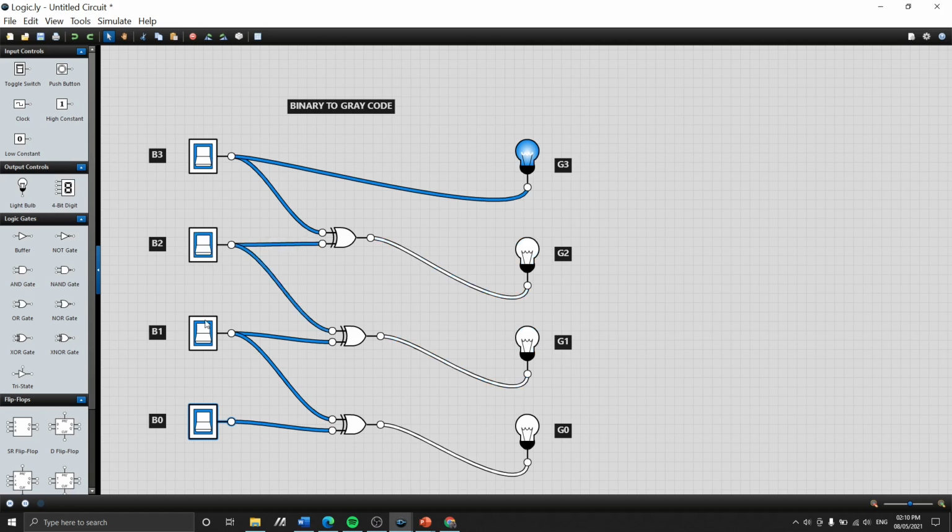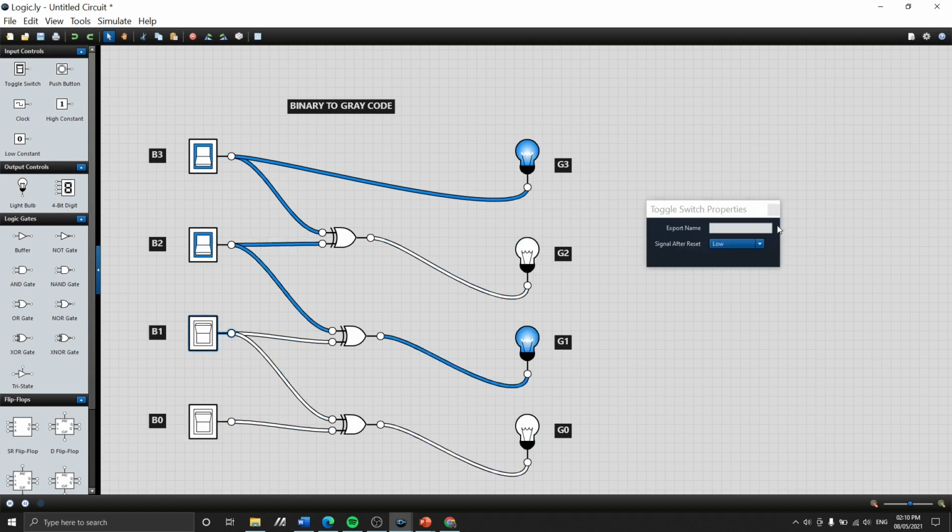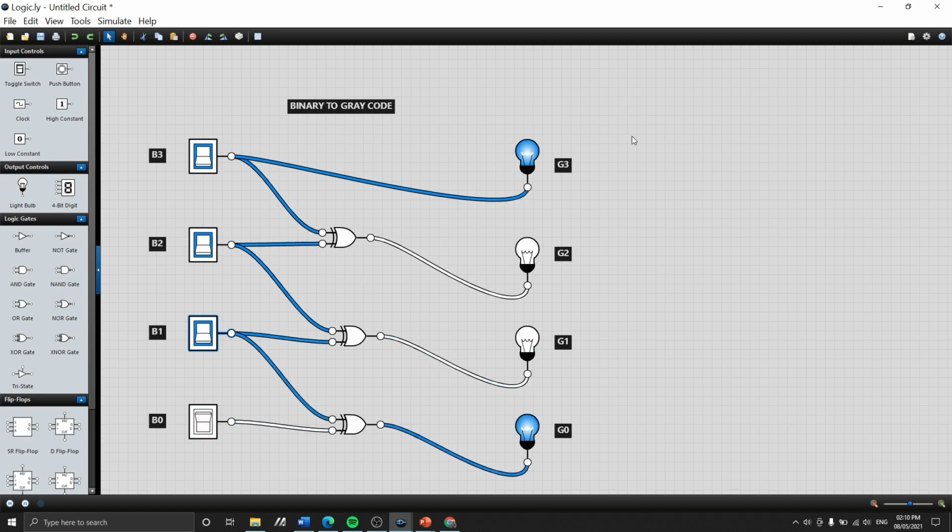When B3 and B2 are 1 and the remaining inputs are 0, then G3 and G1 are 1 and the remaining outputs are 0. When B3, B2 and B0 are 1, then all the outputs are 1 except G2. When B3, B2, B1 are 1 and B0 is 0, then G3 and G0 are 1. When all the inputs are 1, then all the outputs are 0 except G3.